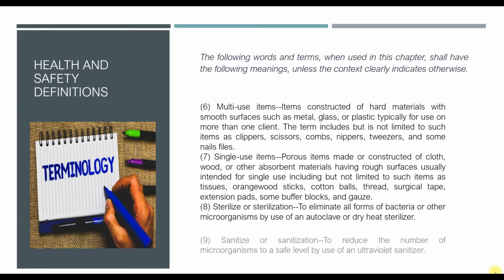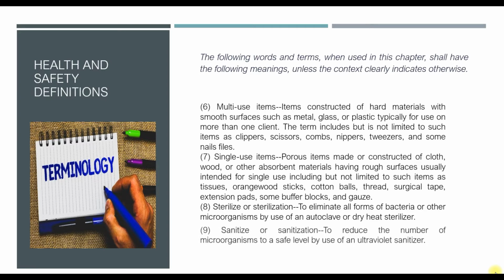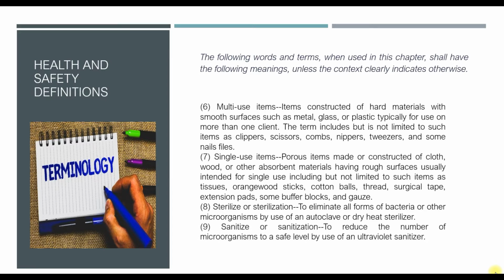7. Single-use items. Porous items made or constructed of cloth, wood, or other absorbent materials having rough surfaces, usually intended for single use, including but not limited to such items as tissues, orange wood sticks, cotton balls, thread, surgical tape, extension pads, some buffer blocks, and gauze.